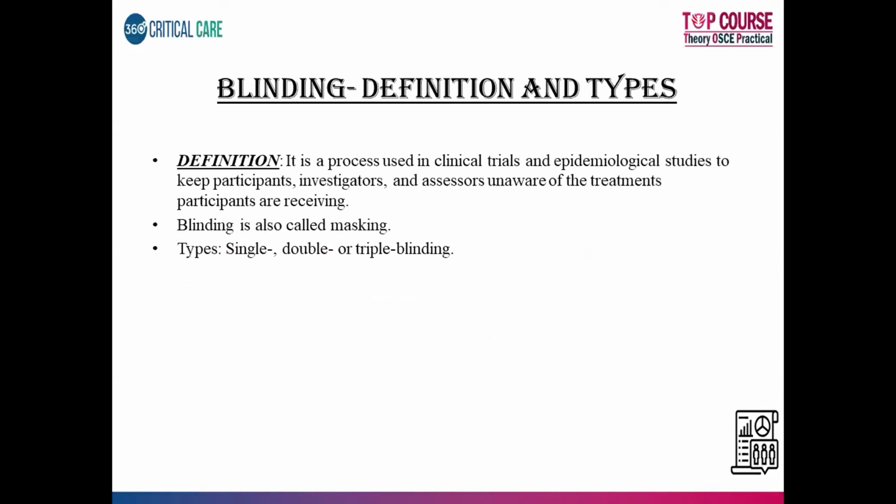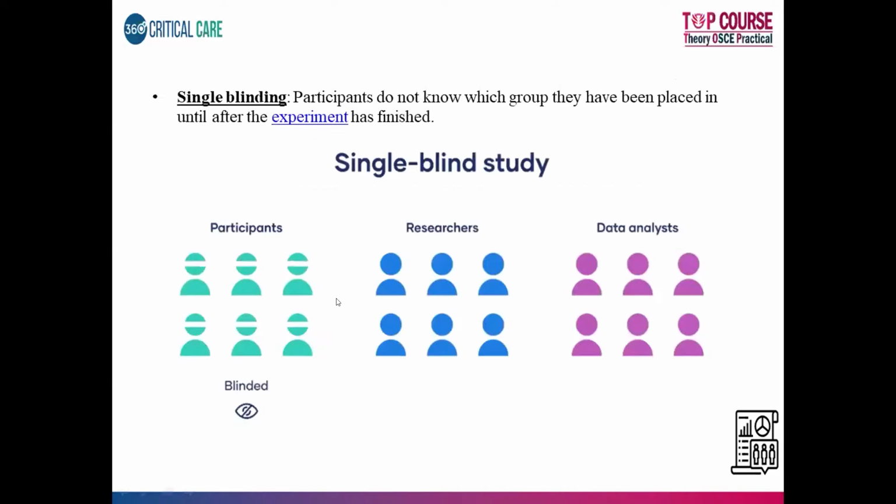Now coming to blinding. So what is blinding? It is a process used in clinical trials as well as epidemiological studies to keep participants, investigators, and assessors unaware of the treatments which the participants are receiving. It is also known as masking. This blinding could be single blinding, double blinding, or triple blinding. So what is single blinding? Just remember this diagram so that it is easy to remember.